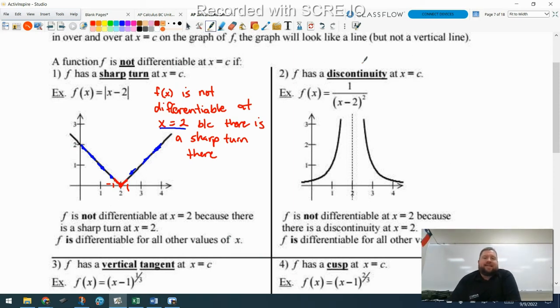Number 2, f of x has a discontinuity. One type of discontinuity is a vertical asymptote. It could be a jump discontinuity, or it could be a hole in the graph as a discontinuity. So f is not differentiable at x equals 2 because there is a discontinuity at x equals 2. I did not realize that what I just wrote up here was actually written down here already. And f is differentiable for all other values of x. Same thing over here. f is differentiable for all other values. Any other point that I pick, I can draw a tangent line there, and I can get a slope.